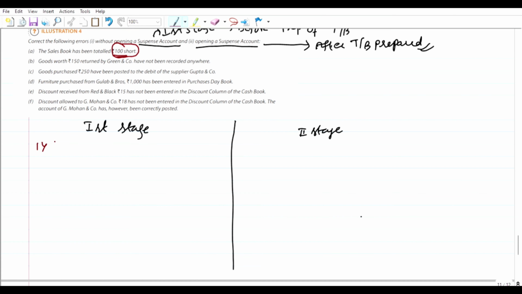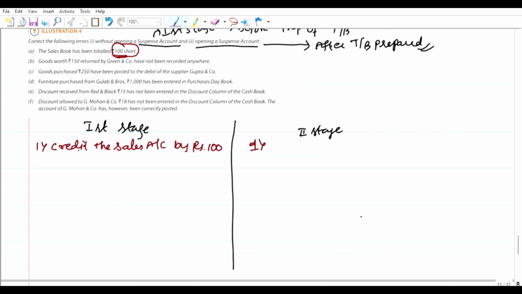So for the first one, we are going to write: credit the sales account by rupees 100. 100 is the difference, so if we credit with 100, the error will be rectified. Then how are we going to write an entry? In the second stage, there will not be a statement, there will be an entry with the help of a suspense account. And if there is a two-sided error, we are going to write the entry.